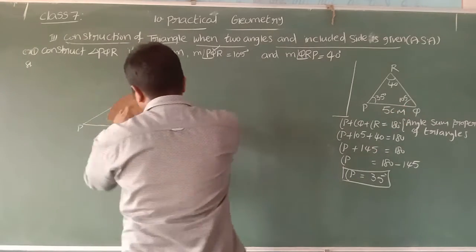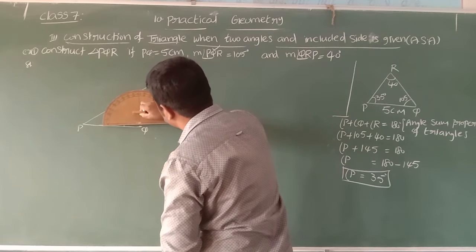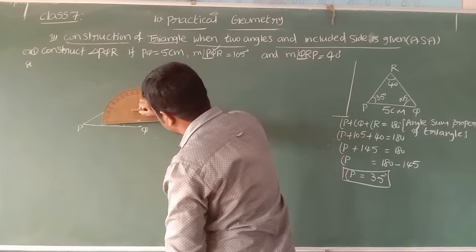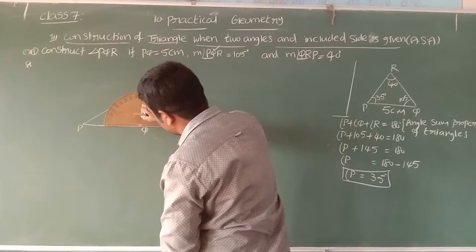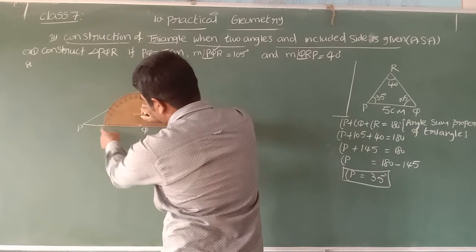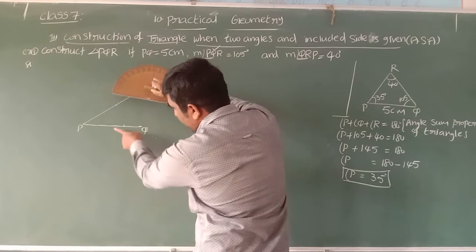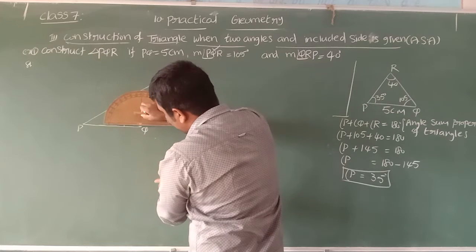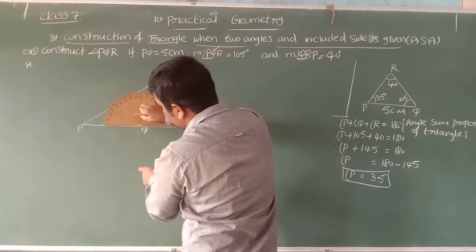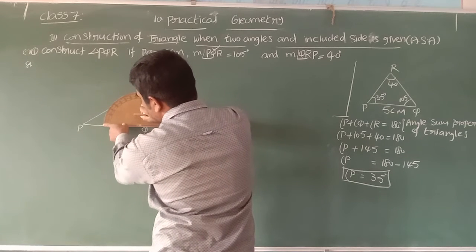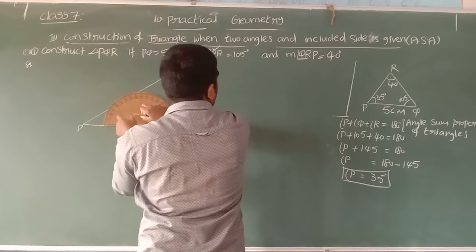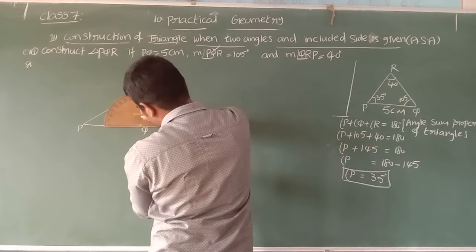After that, from vertex Q, you can draw one more ray which is 105 degrees. You can see better here now. Now we need to measure from this side. Here there is no line segment. We need to measure from this side. So we take 0 from the left side. Left side I can see 0 at the top. 0, 10, 20, 30, 40. How much do you want? 105 degrees.